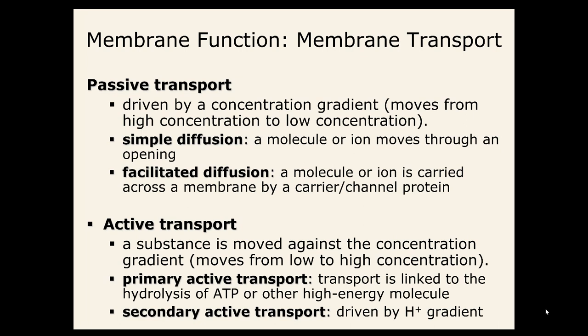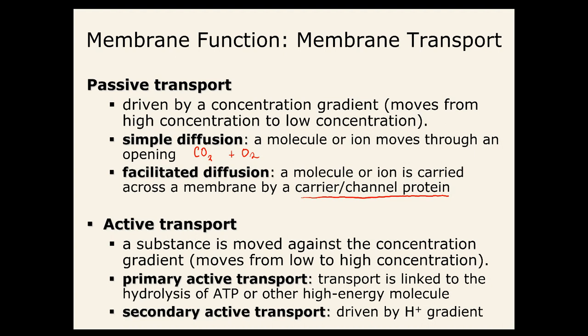So there are types of passive transport where it's just simple diffusion. An ion or molecule moves through an opening. So this would be like our CO2 and O2 in a cell. But then you can have facilitated diffusion, which means that you need a carrier or channel protein, but it doesn't require energy still. Okay. Active transport is when you're trying to move a substance against its gradient.